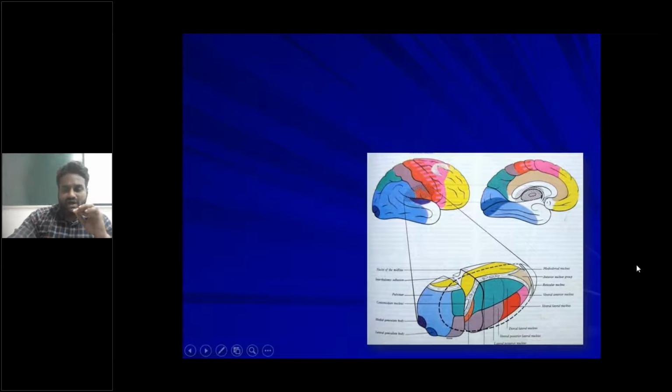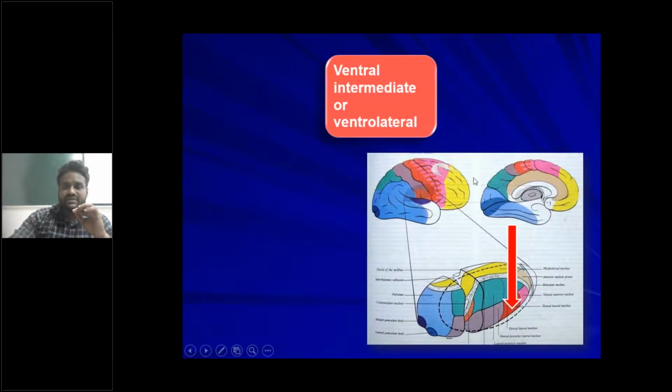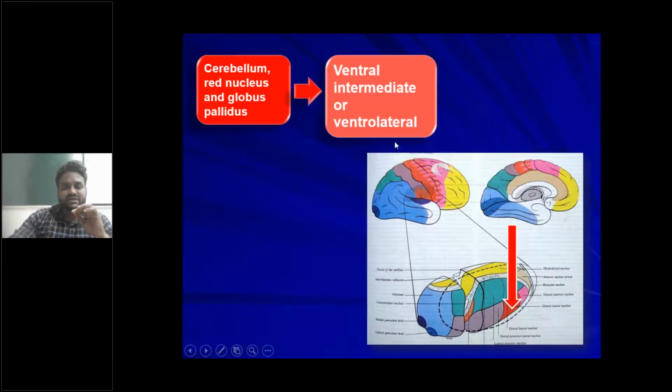Now we come to another nucleus, that is the ventral intermediate or ventral lateral nuclei. This one you see here, the brick red color, is the ventral intermediate or ventral lateral nuclei. It receives fibers from the cerebellum, red nucleus, globus pallidus. Cerebellum means dentato-thalamic fibers, red nucleus from the midbrain, globus pallidus, part of the basal ganglia. So this nucleus receives fibers from the cerebellum, red nucleus, globus pallidus.